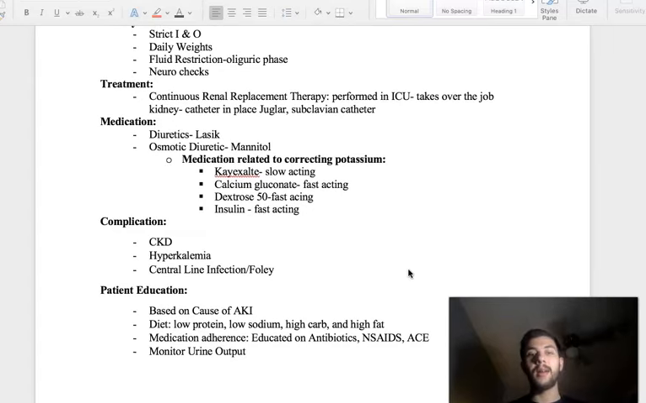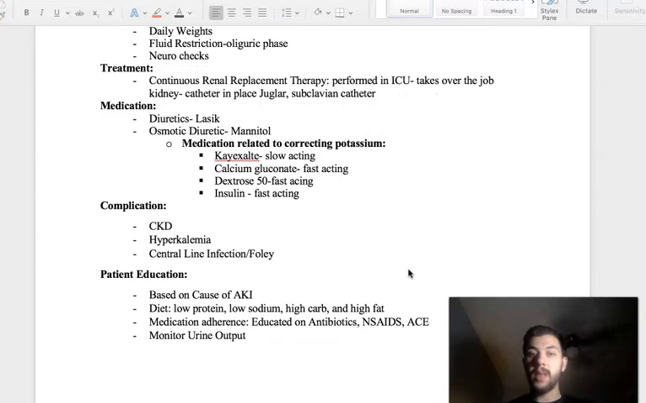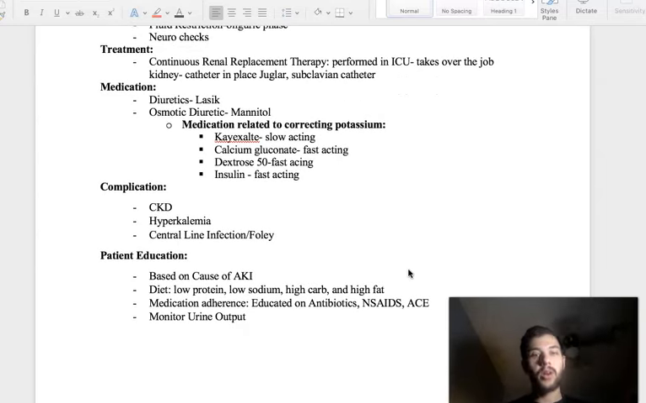Medications, you're going to take Kayexalate, slow acting. Why would you take Kayexalate? Because when you're giving Lasix, you're losing a lot of fluids. Kayexalate, when your potassium starts dropping, will switch Lasix with Kayexalate. Kayexalate is the same as Lasix, however, it keeps the potassium and does not touch the potassium. You're gonna take calcium gluconate, dextrose, insulin. These are for correcting the potassium.